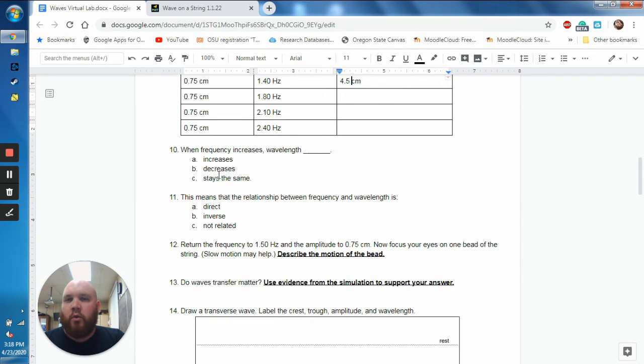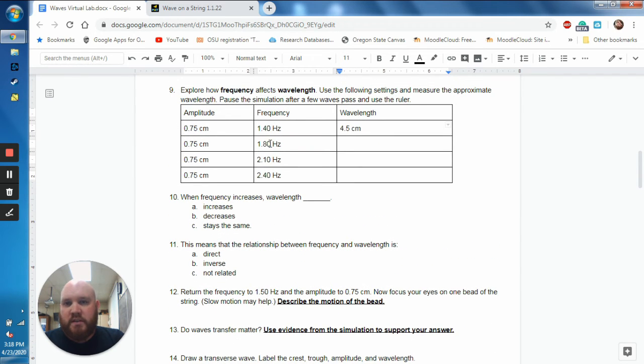I want you to look at the relationship, okay? Frequency is increasing. What happened to your wavelengths? Did they go up? Did they go down? What does that mean? So as frequency increased, what's happening to your wavelength? And the number 11 means that the relationship between frequency and wavelength is blank.